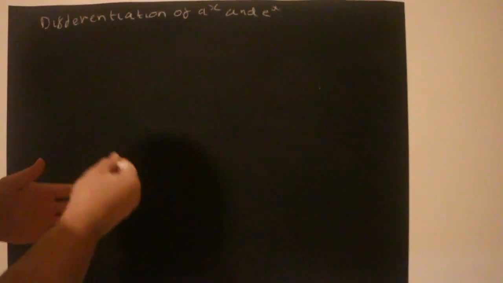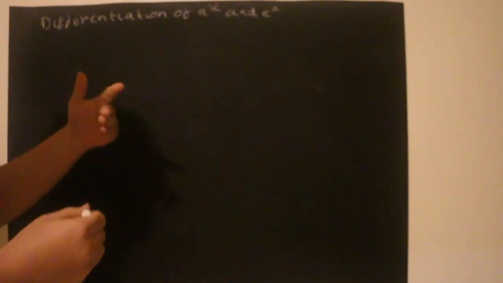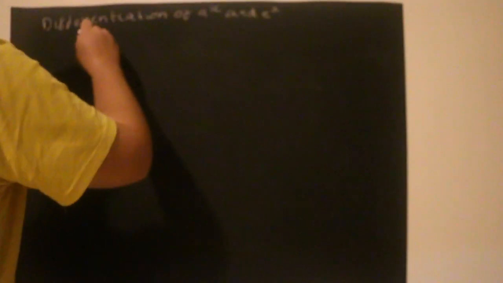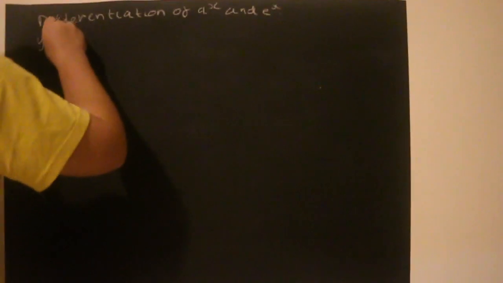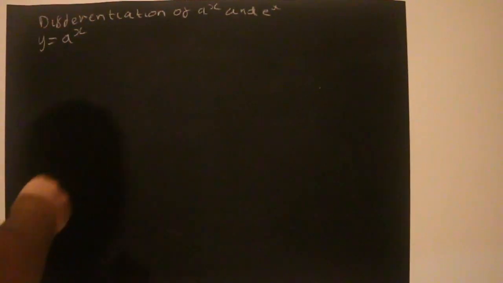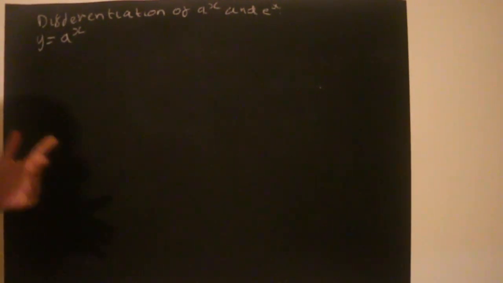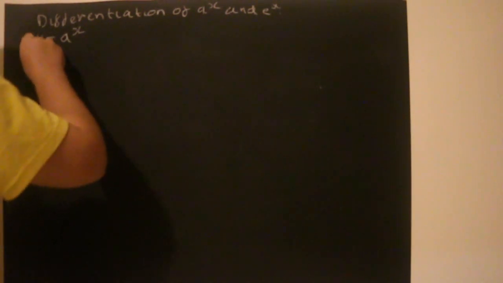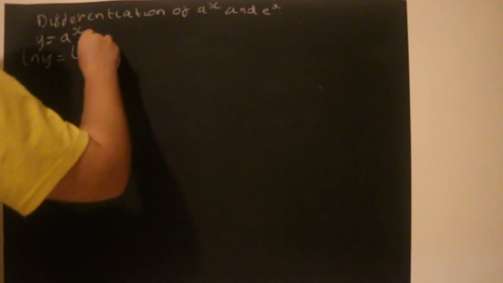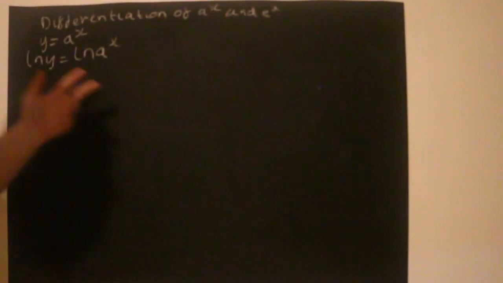So today I'm going to be teaching you guys about the derivative of a constant to the power of x, and then that will lead on to the derivative of e power x. So let's say we have y is equal to a power x. Then if we take natural logs of both sides, we'll be left with ln y is equal to ln a power x. The reason why we take natural logs of both sides is so that we will be able to differentiate this, because we know how to differentiate natural logs. So we're going to have to use implicit differentiation over here.